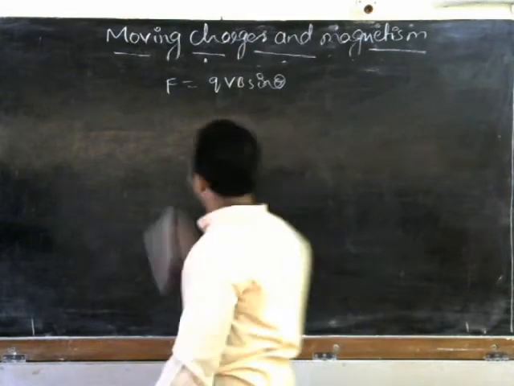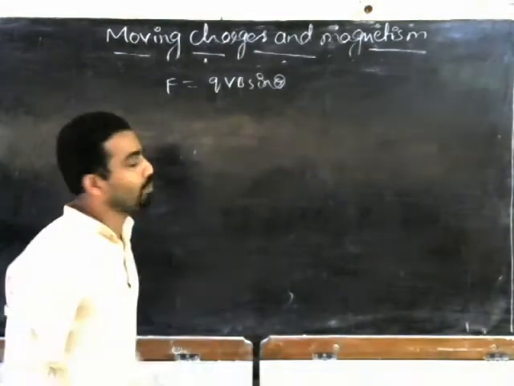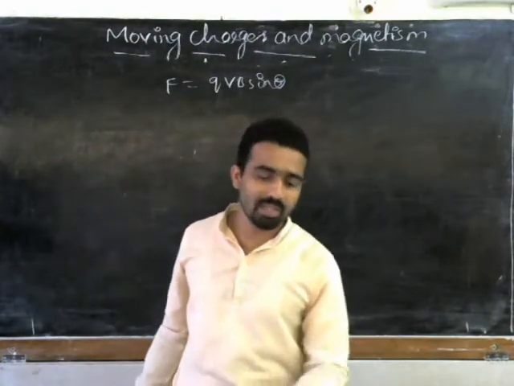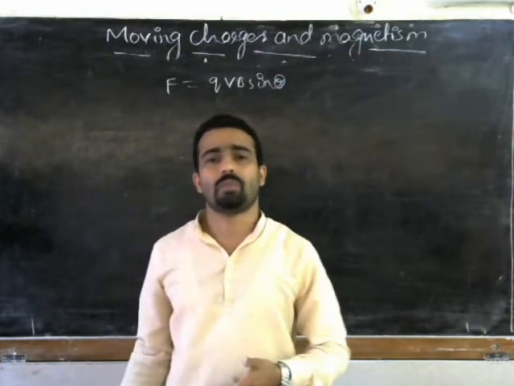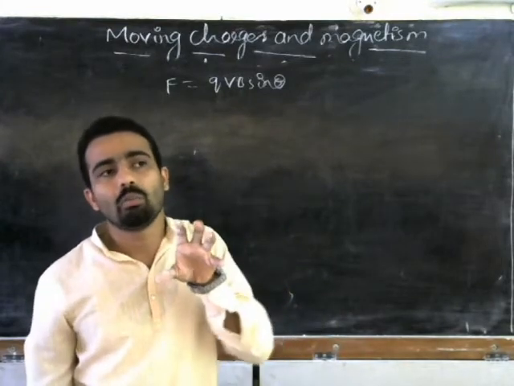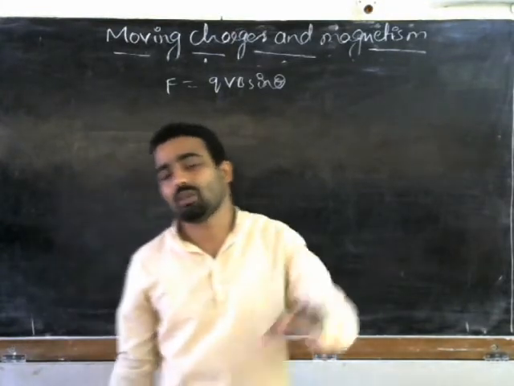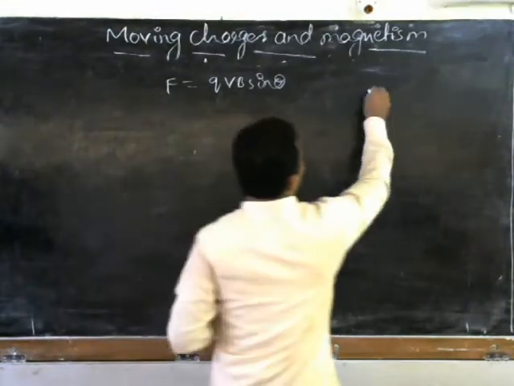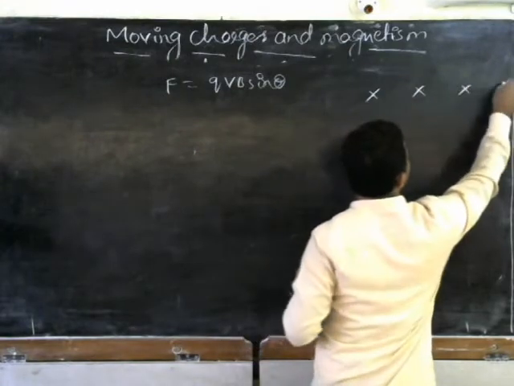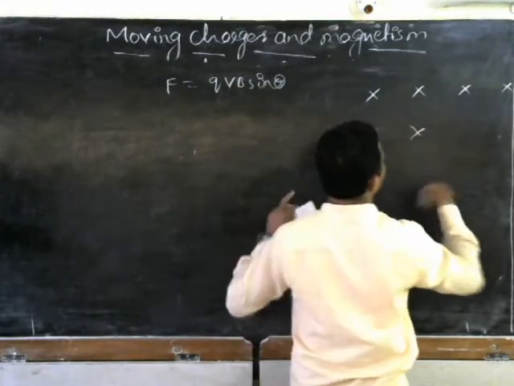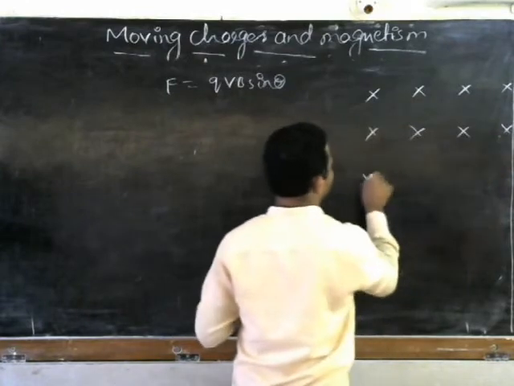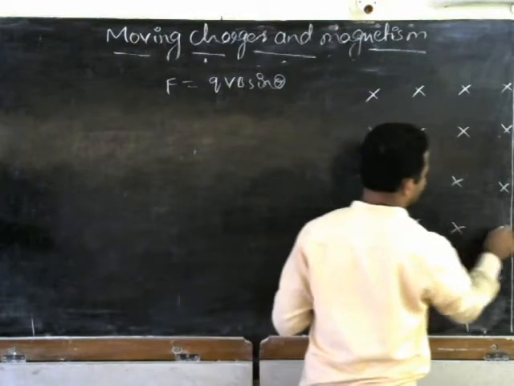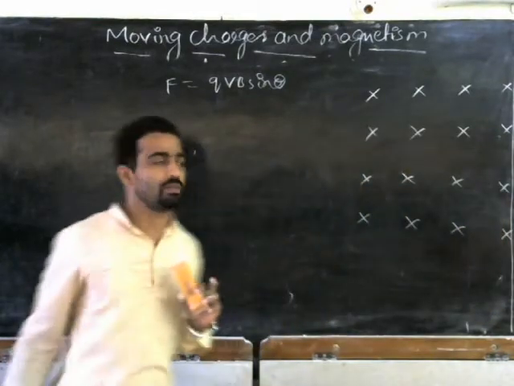Now, why I wrote the equation is that we have to see the trajectory of a charged particle. Trajectory means the path traveled by the charged particle when it is moving in the presence of a magnetic field. Let's just take this crossed field, which means the magnetic field is going inward.